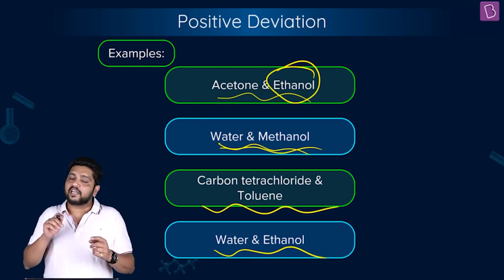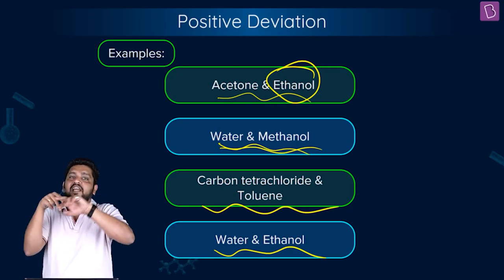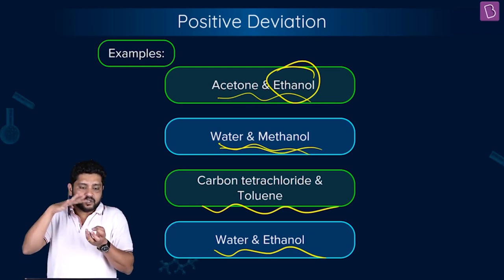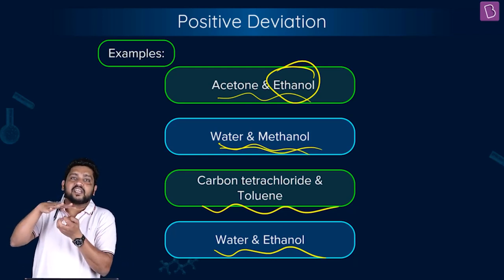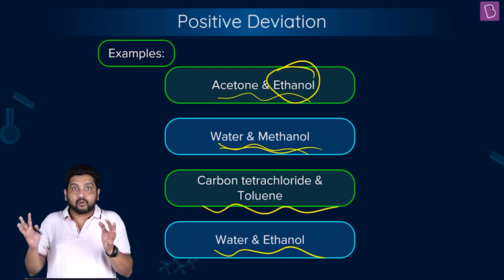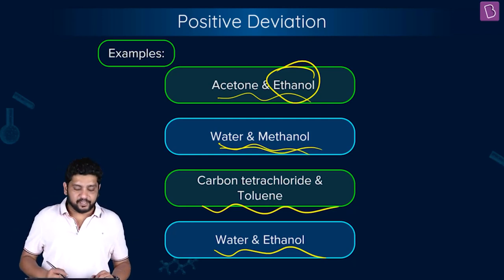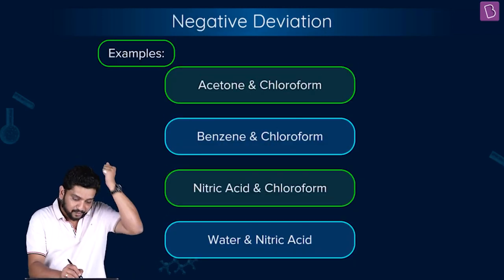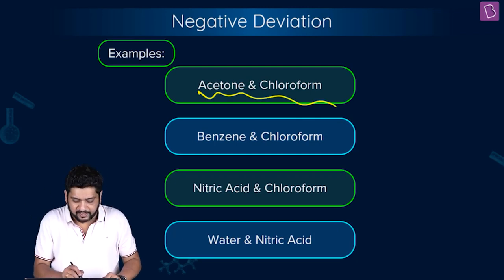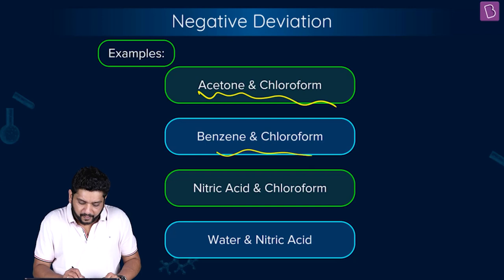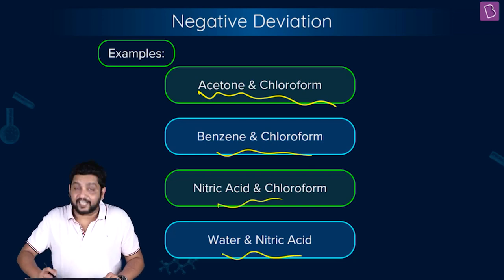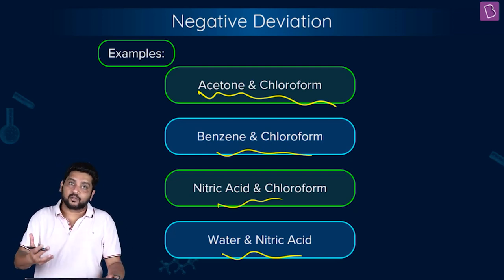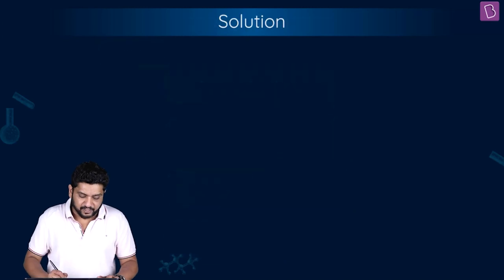And CCl4 also was like, okay, if we were alone present, we would have nicely arranged in a very regular fashion, and we would have been attracted to each other better. But suddenly this toluene is coming, disturbing the whole good arrangement and good attraction that could have been there. So we end up getting positive deviation. Negative deviation, as I was telling you, one obvious example is acetone chloroform, very famous example. Benzene chloroform, similarly nitric acid chloroform, water and nitric acid, similar examples where some unexpected new attraction is coming into the picture, and that is causing negative deviation, right?